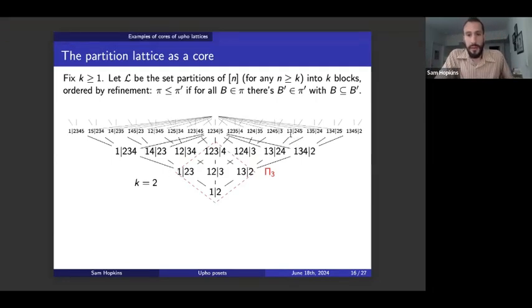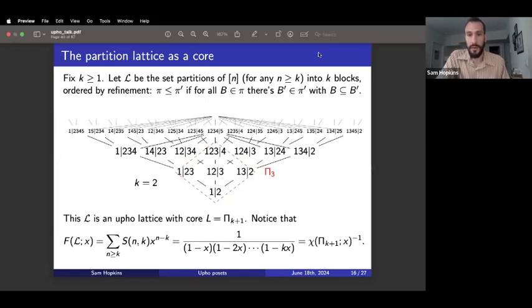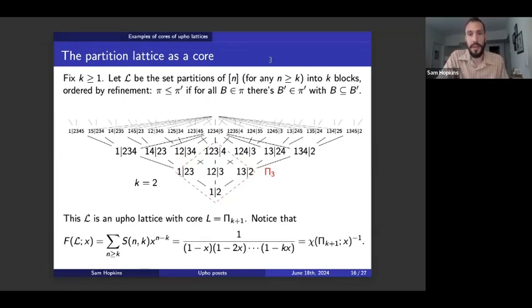And what we can show is that this is an Upho lattice whose core is actually the partition lattice Pi_{k+1}. And if you think about that, it implies an interesting fact about the Stirling numbers, because the rank generating function of this Upho lattice is given by the Stirling numbers of the second kind, but that's supposed to be the reciprocal of the characteristic polynomial of the partition lattice, which has the Stirling numbers of the first kind as its coefficients. So it's an interesting duality between the two Stirling numbers.